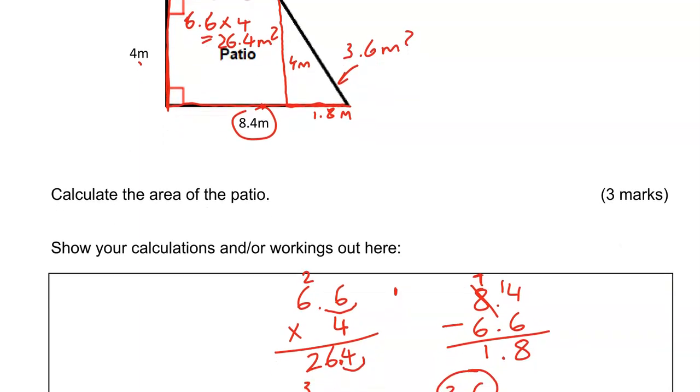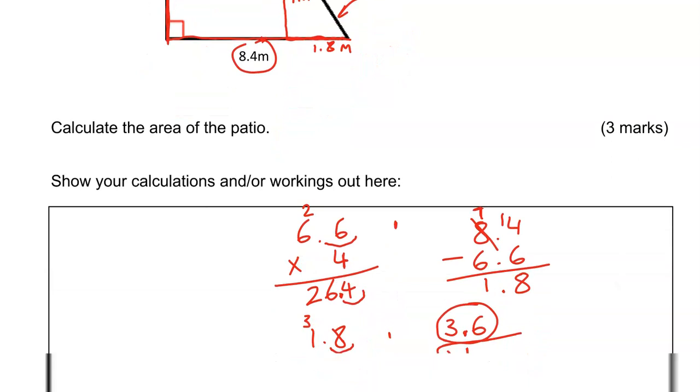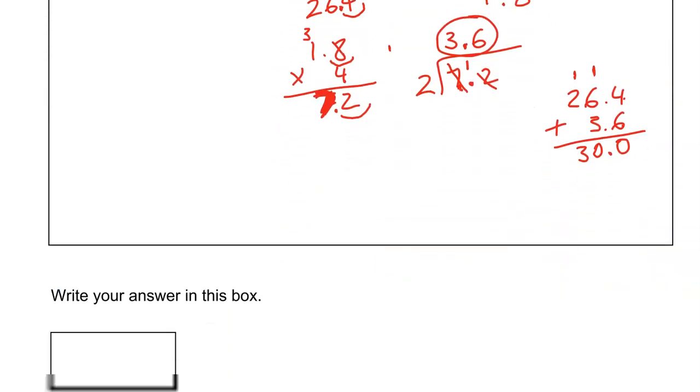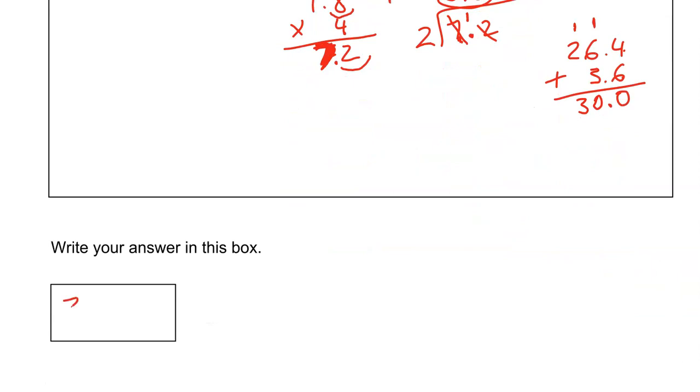So adding that to 26.4, 4 and 6 is 10, so 0 down and 1 carried over. 6 and 3 is 9, and the 1, that is 10, so 0 down and 1 carried over. 2 and 1 is 3. So 30 square meters is the answer.